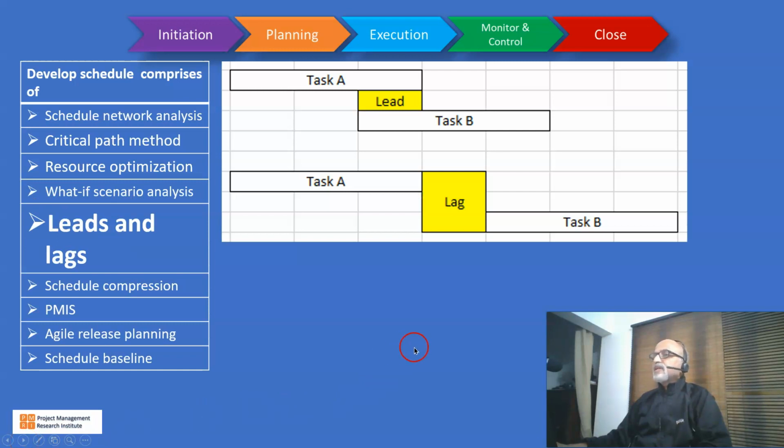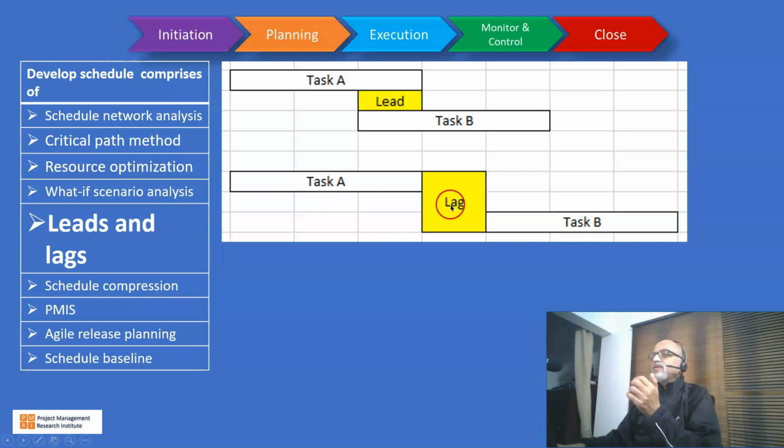Then leads and lags. In this case, between task A and task B there is an overlap. This overlap we call the lead. Whereas in the second one, between task A and task B, there is a waiting time, or a lag. So a lead always compresses the schedule, whereas a lag always stretches or elongates the schedule.